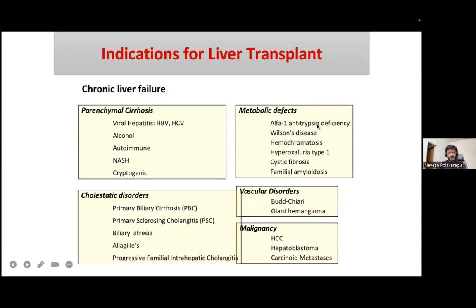And metabolic causes, as we discussed, Wilson's disease and hemochromatosis, and also cholestatic liver disease like PBC, PSC, biliary atresia particularly in young children, and PFIC and Alagille syndrome-related cholestatic diseases. Vascular disorders: Budd-Chiari, giant hemangiomas. Giant hemangiomas are very rare, but Budd-Chiari, yes, we do see that. Malignancies: HCCs, hepatoblastomas.